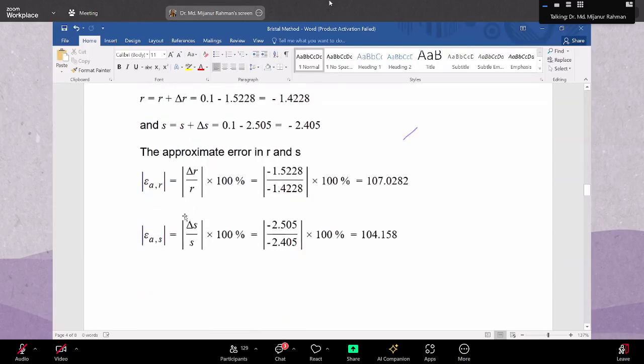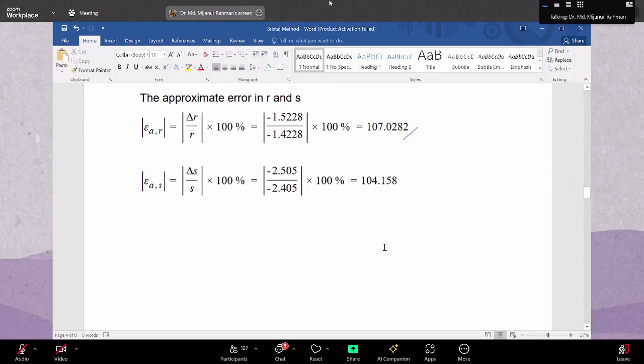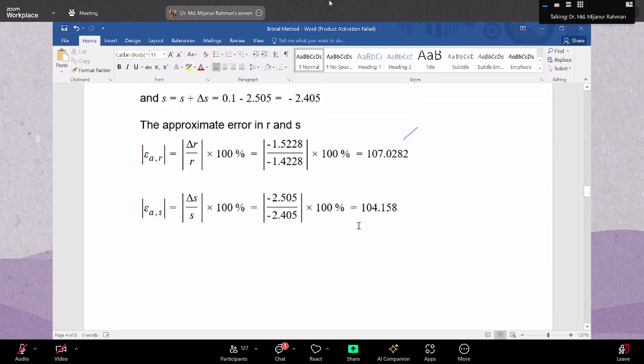If we try to find the approximate error, it becomes 107 point something. That means more than 100% error, and at the same time more than 100% for the value of S. So this percentage of error is very high. Very simply, we have to reject this value. That means this is not correct.